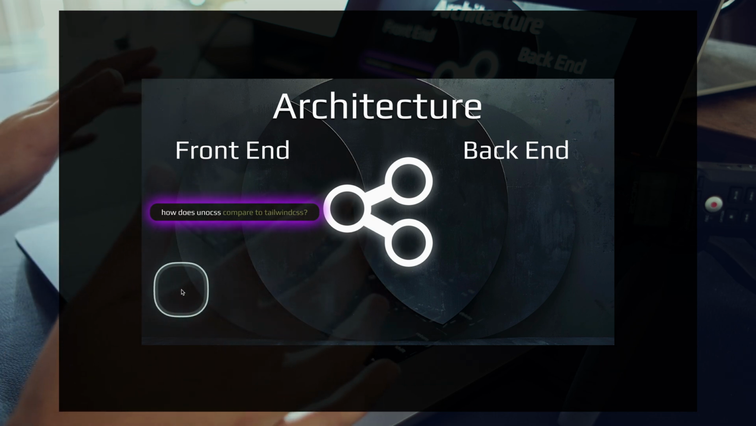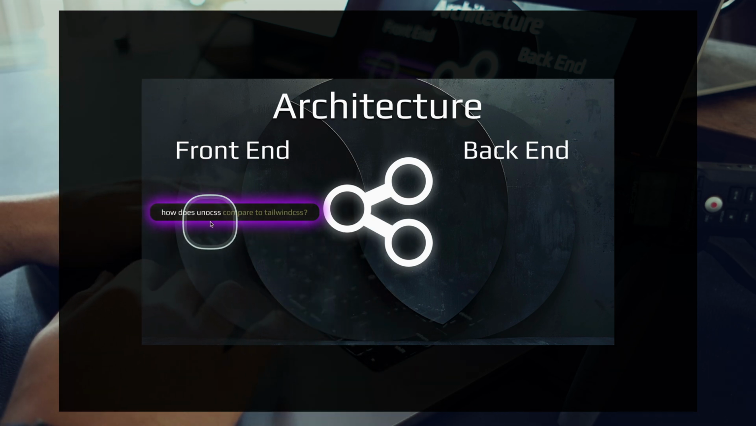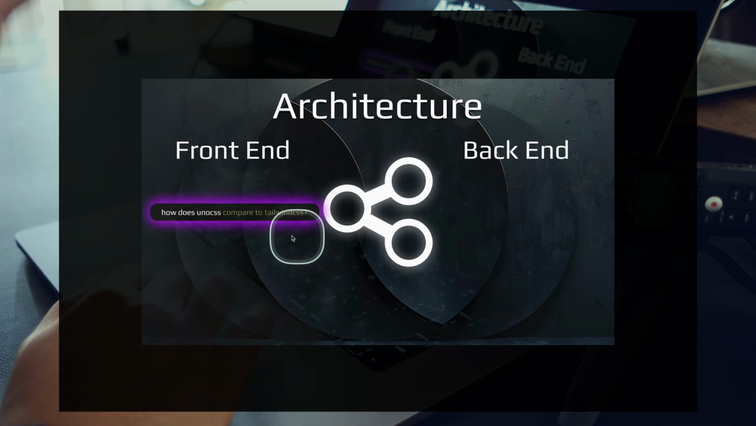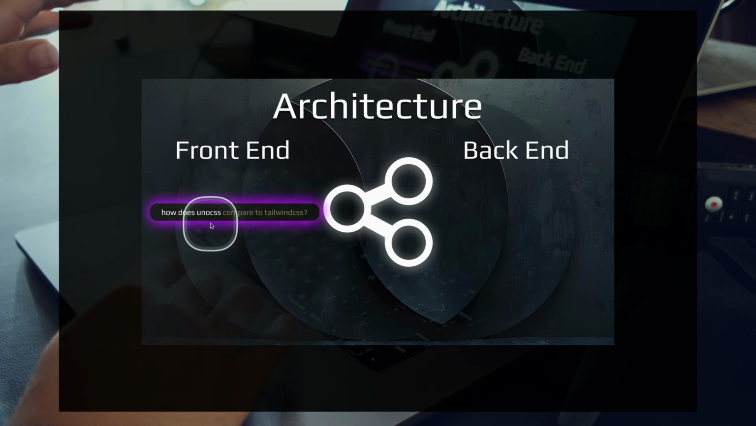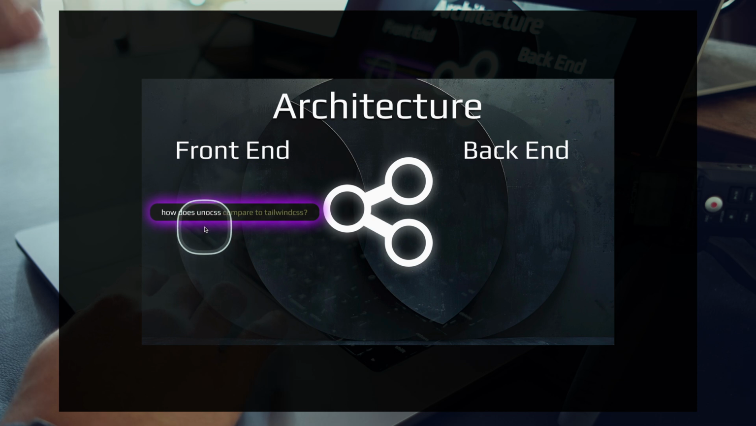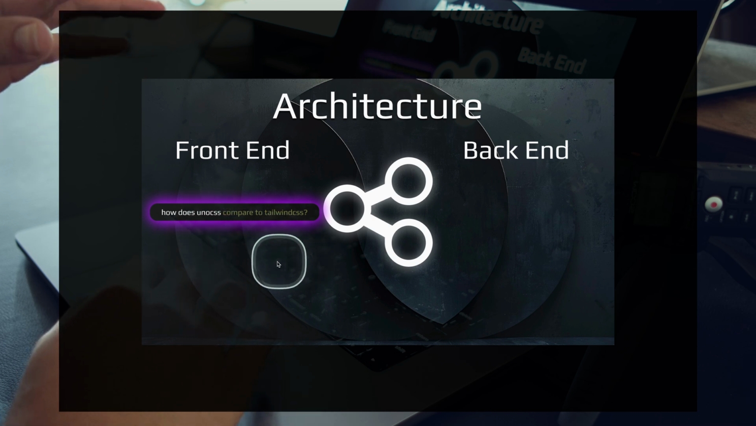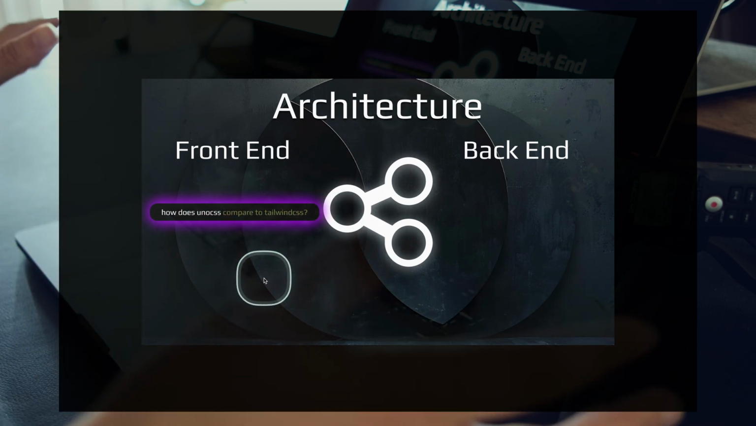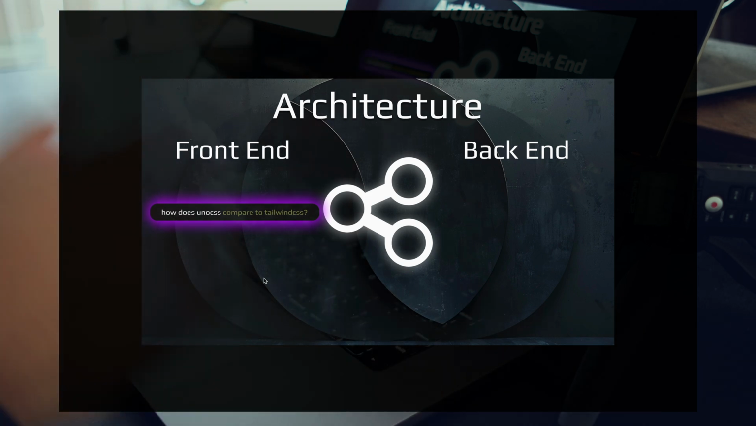So imagine this prompt comes in from a user. How does Uno CSS compare to Tailwind CSS? Uno CSS is an atomic CSS engine. Feel free to look that up. I'm using Uno CSS, Vue.js, and Tailwind CSS just as examples here for our domain-specific knowledge for our autocomplete.